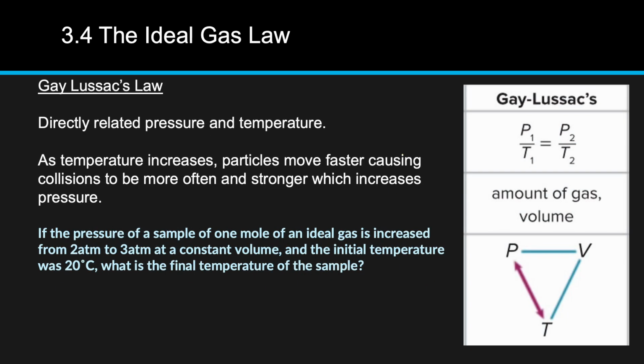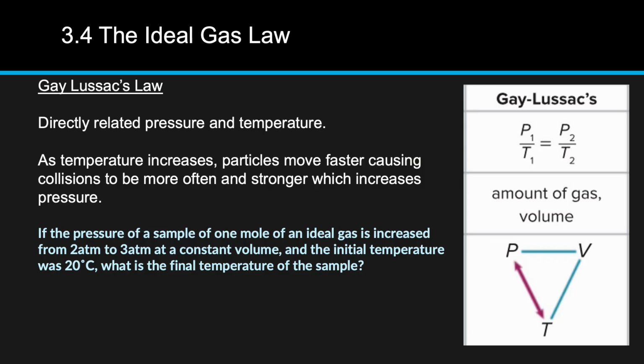Gay-Lussac's law shows that pressure and temperature are directly related when volume and amount of gas stay constant. As temperature increases, particles are going to move faster, which causes more frequent and stronger collisions, leading to higher pressure. The formula is P1 over T1 equals P2 over T2, with the temperature in Kelvin.